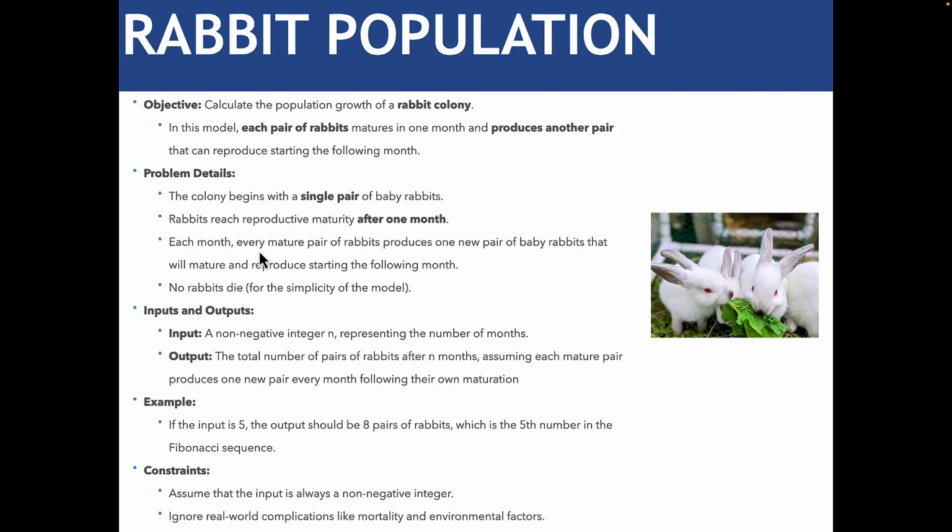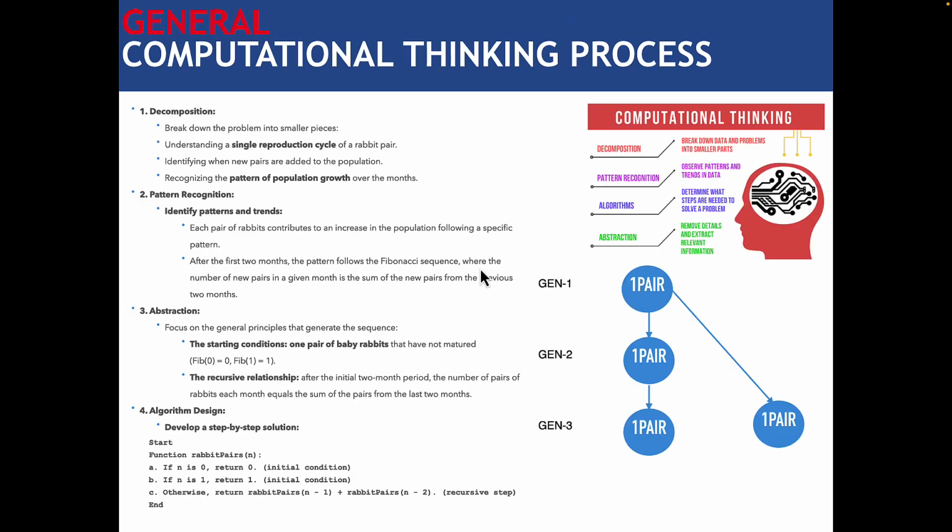Let me just read it again. So every month, every mature pair of rabbits produces a new pair of baby rabbits that will mature and reproduce starting from the following month. So it multiplies. So every year it multiplies. Multiplies, yes, but following this pattern here. So the number of rabbits in, for example, generation 4 will be the sum of generation 3 and generation 2, which is 3. And so on, it will repeat. Next time, it will be the sum of generation 3 and 4, which is 3 plus 2 here.